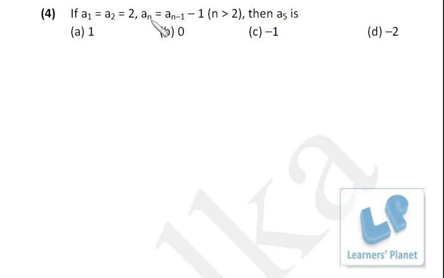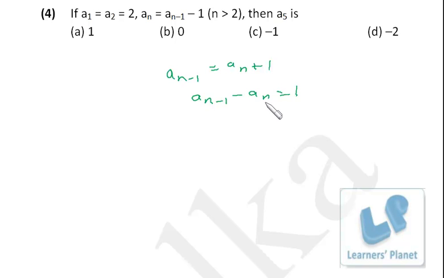Now this question: if A1 is equal to A2 is equal to 2 and AN is equal to AN minus 1 minus 1, for n greater than 2, then A5 is equal to. Now that's pretty simple. AN minus 1 is equal to AN plus 1, or we can say AN minus 1 minus AN is equal to 1. That means the difference between two consecutive terms is 1, and this is true for n greater than 2. Up to n equal to 2, both the terms A1 and A2 are 2, right?